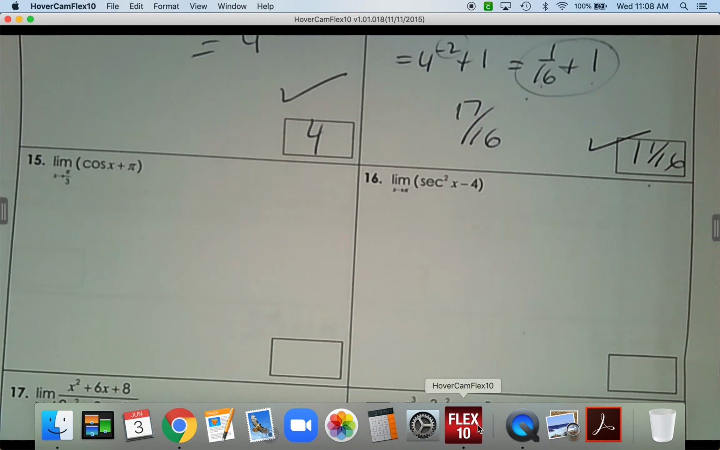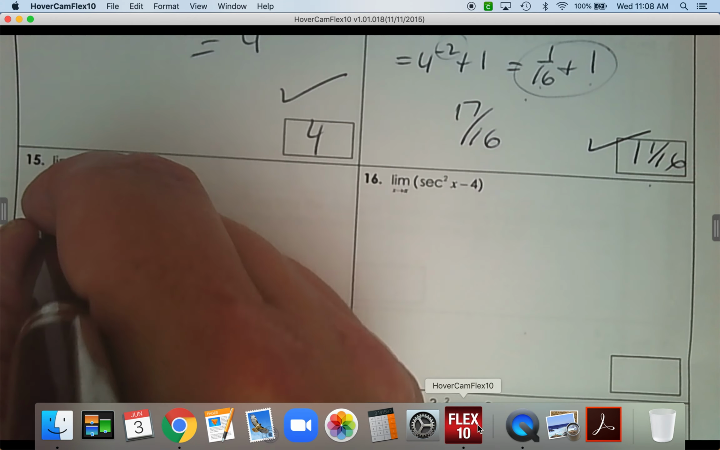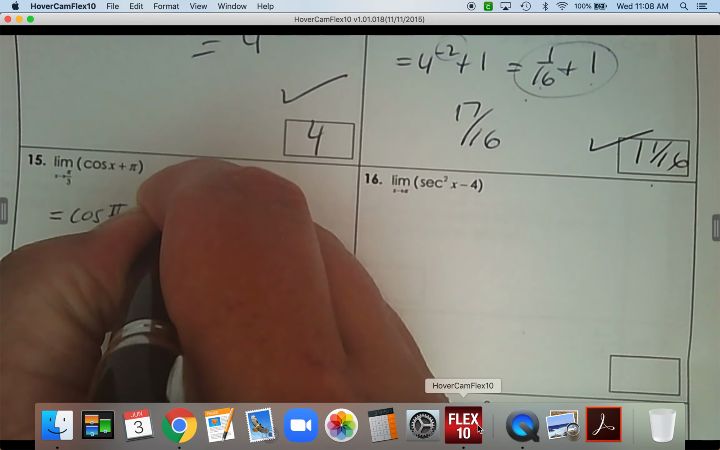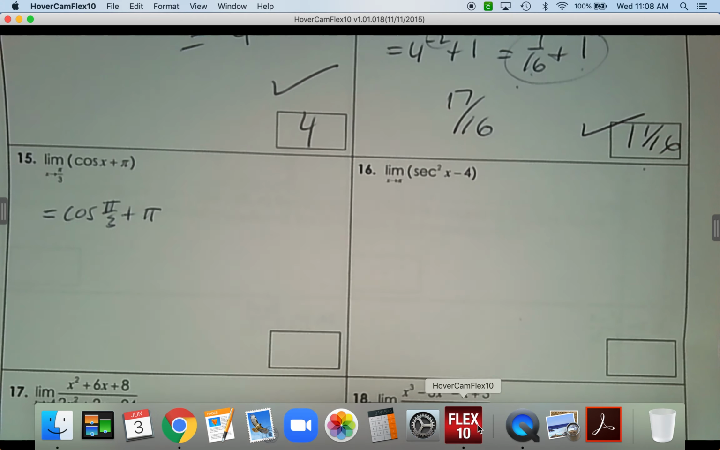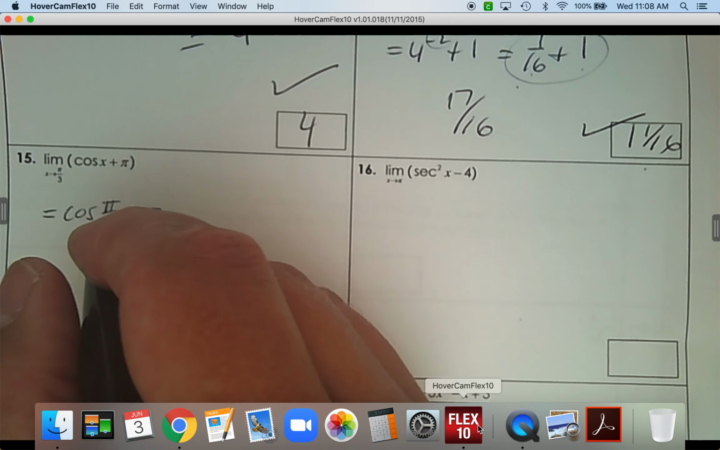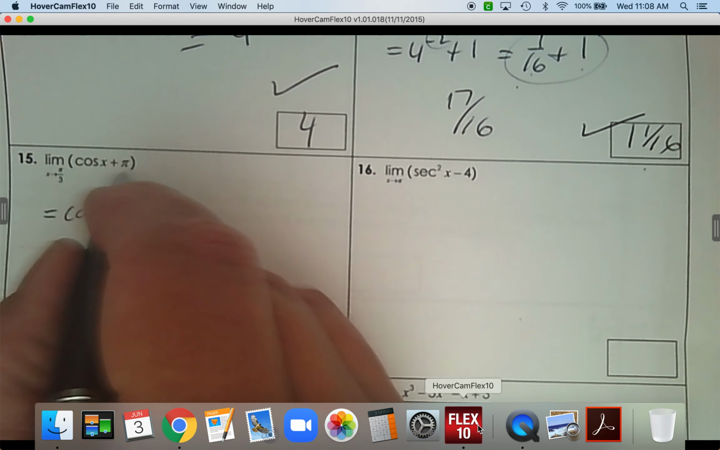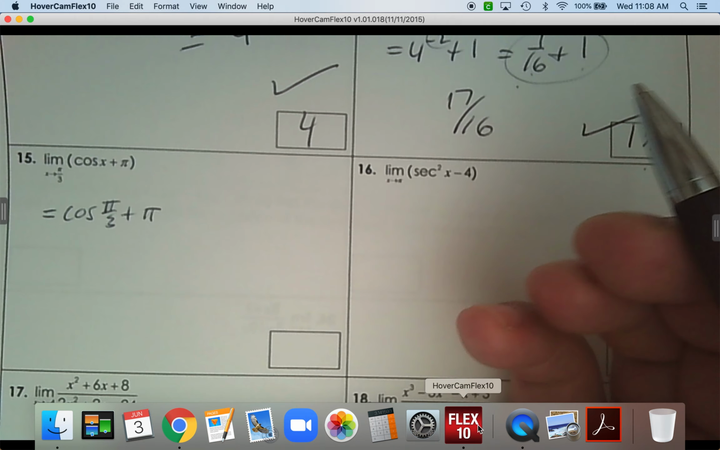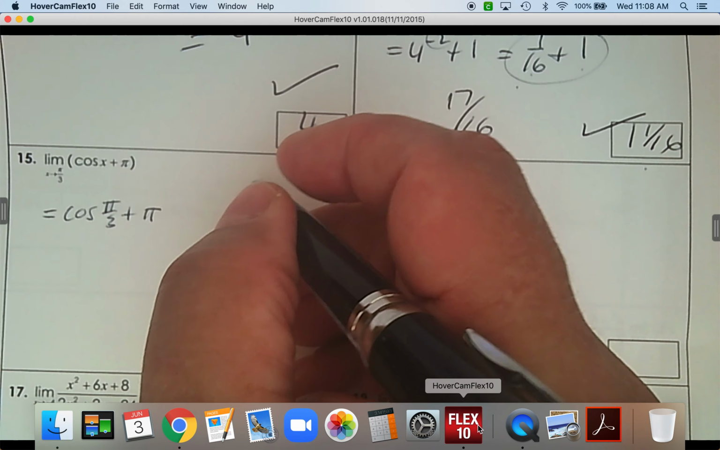Number 15, do you know your unit circle? Or at least a calculator that knows your unit circle. Here, plug in pi over 3. You don't need to worry about asymptotes or breaks or jumps, oscillation for this. This is a wave, a continuous wave. But I'm going to remind you on the unit circle, just for those that want to be reminded.